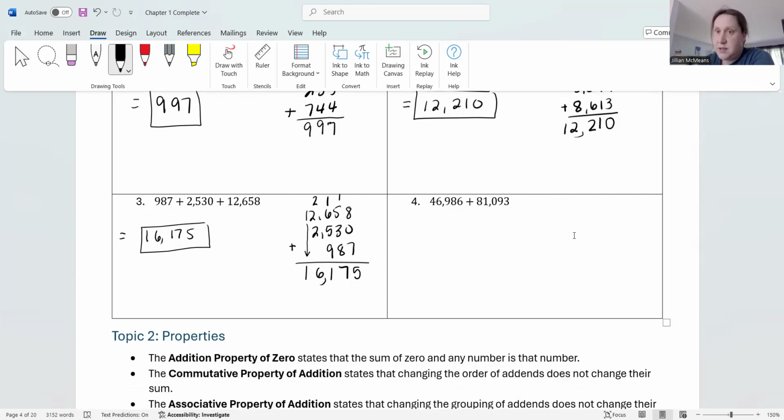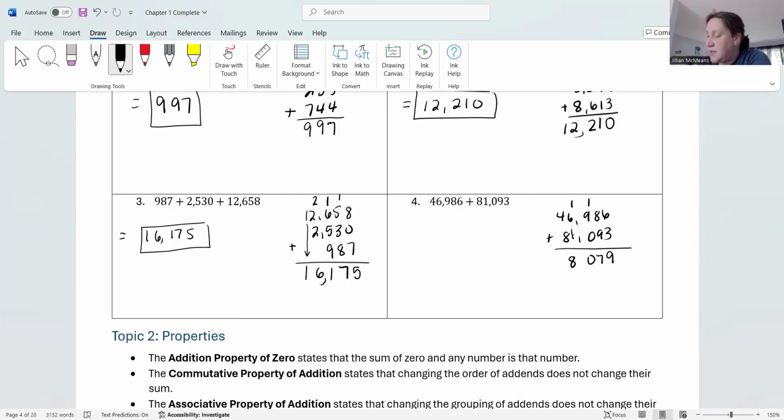So we're going to line these up vertically and then add column by column. So 46,986 plus 81,093. Column by column, 6 plus 3 is 9. 9 plus 8 is 17. So I keep the 7 and I carry the 1. 0 plus 9 is 9, plus 1 is 10. So I keep a 0. I carry a 1. 1 plus 6 is 7, plus the 1 that we carried is 8.